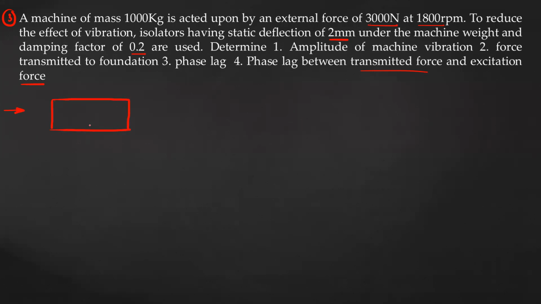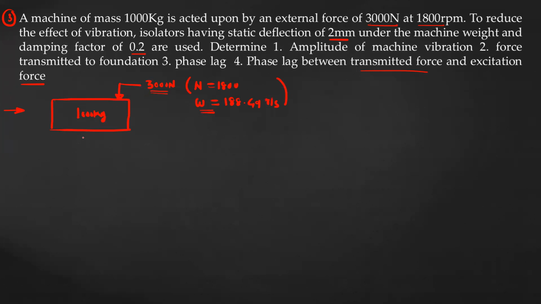So this is one machine having the mass 1000 kg, acted upon by an external force of 3000 Newton, and it is operating at the speed 1800 RPM. From this we can find its omega: 2 pi n by 60. So omega here is 188.49 rad per second. This is the external frequency, and this is the force magnitude or the force amplitude.